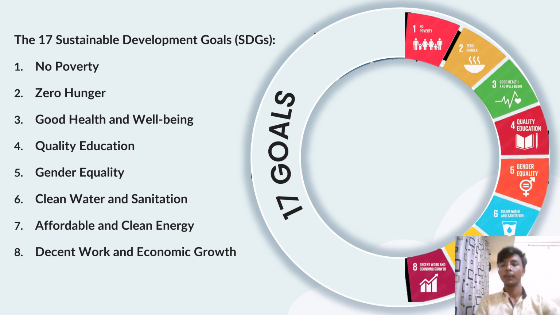The 17 Sustainable Development Goals. The first one is no poverty, second, zero hunger, third, good health and well-being, and fourth, quality education. Guys, we need education, so we're getting quality education, and gender equality. Everybody needs gender equality, and clean water and sanitation. Everybody needs sanitation, and affordable and clean energy, and decent work and economic growth. These are the first eight sustainable goals.